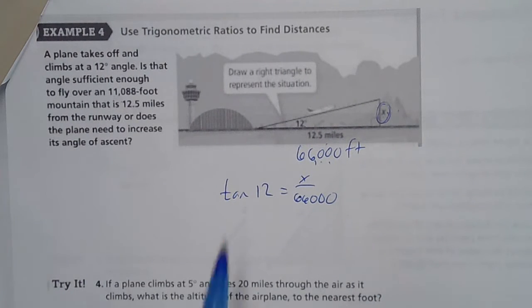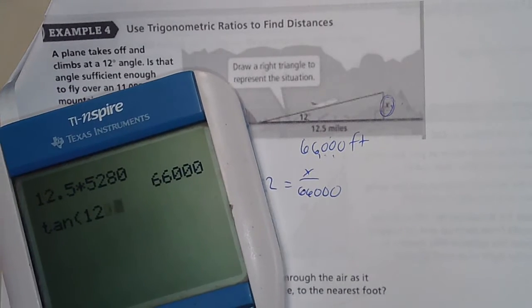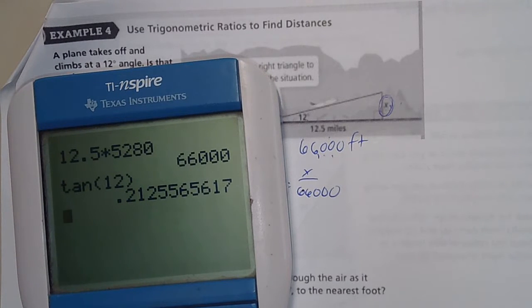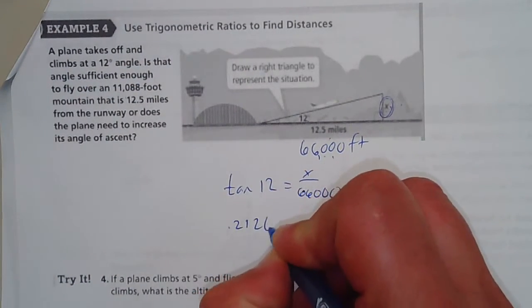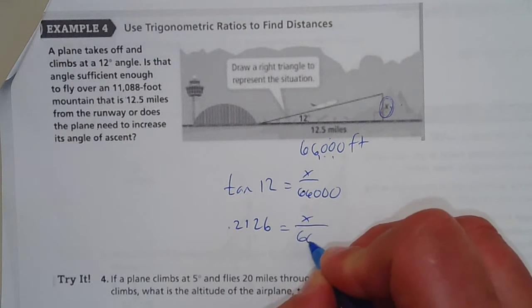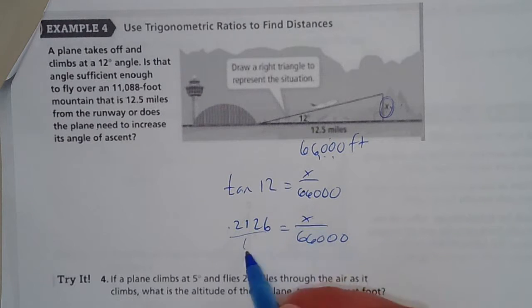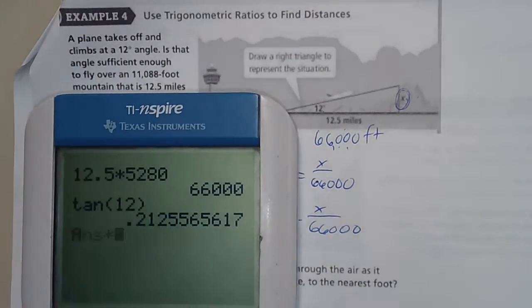All right, so now we need to solve this. Tangent 12 is just a number, and any type of calculator should be able to do trig functions. I think they were doing 4 places in the assignment, so let's do that. 0.2126. Then generally we just solve this using cross multiplication. So multiply there, you're going to get x, and then 66,000 times that decimal. A lot of times I'll just leave it right in there and get our value that way.